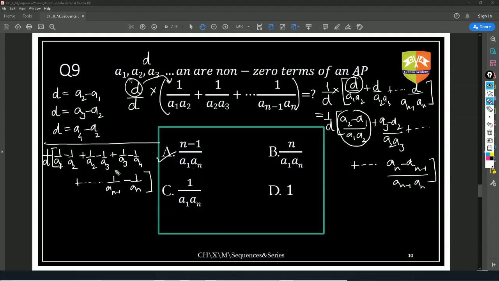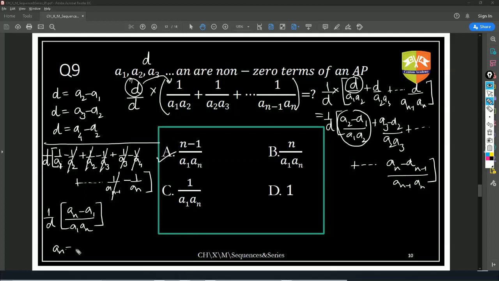What do we see? All getting cancelled except the first and the last term. So we are getting 1 upon d, and we will be getting (a_n minus a_1) by a_1 a_n. Now, what is the relation between a_n and a_1?